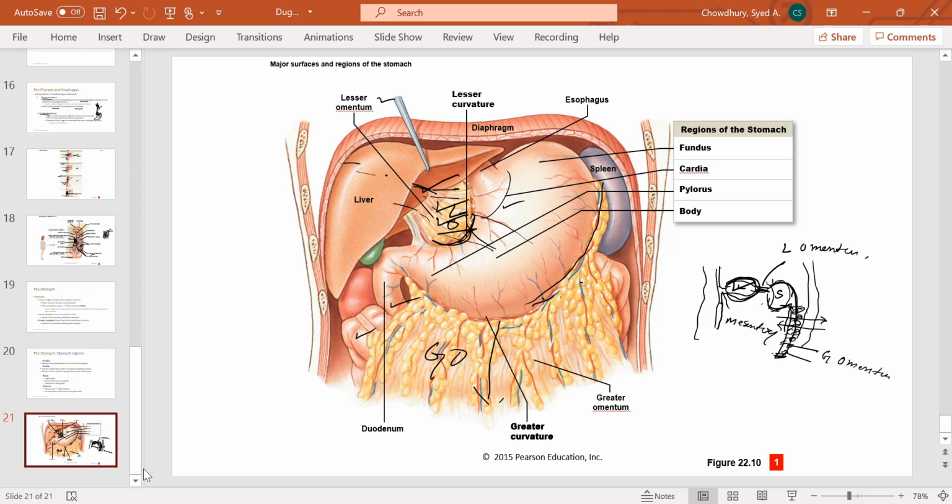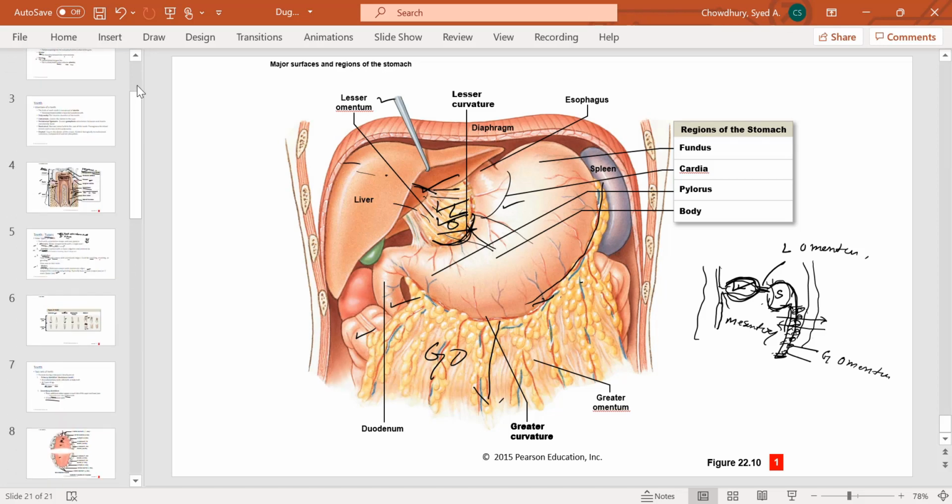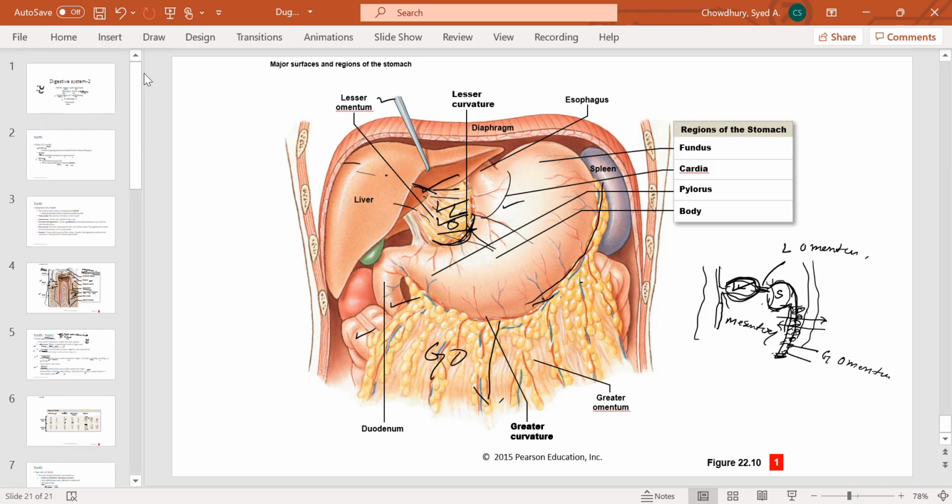Okay, so these are the topics I wanted to talk about in this part, digestive system part 2. We'll talk more about the digestive system. It is a pretty large chapter, so we'll continue in the next class.